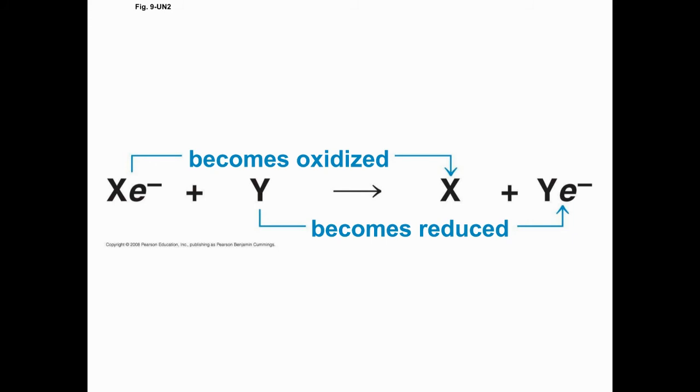What's happened in the arrow that makes that happen? Why does that need to happen? You know what I mean? Like, what's the point of it? Why can't X just keep its electron? Because there's a chemical reaction occurring.